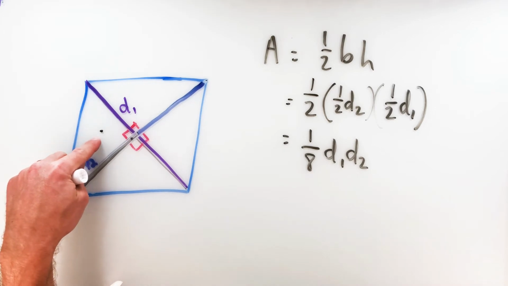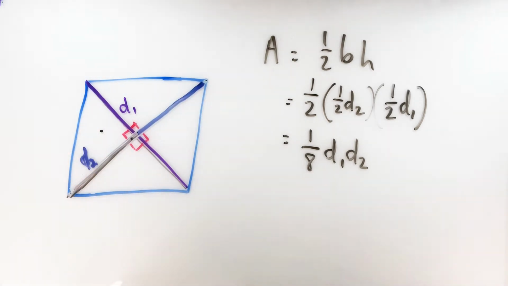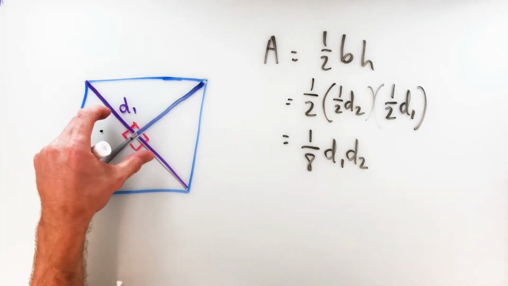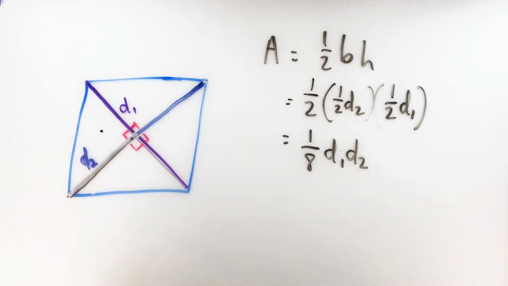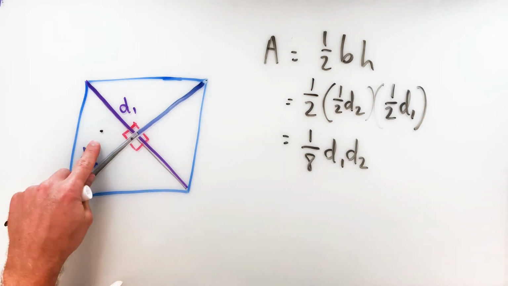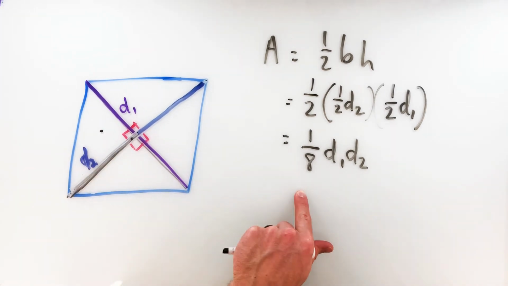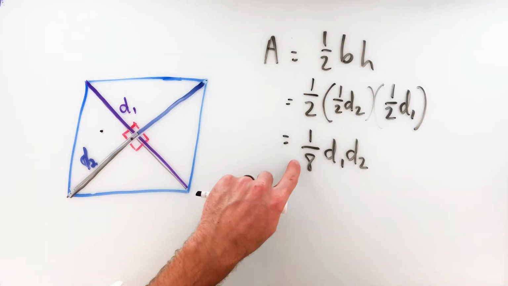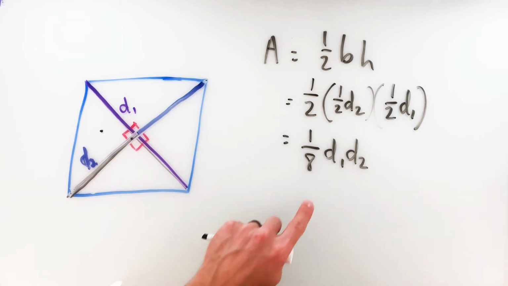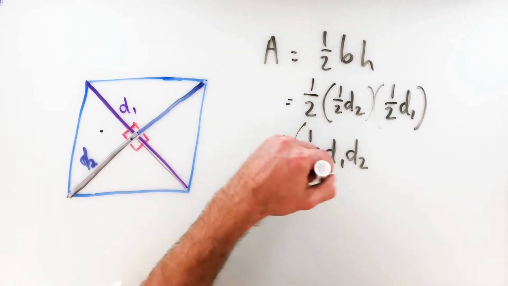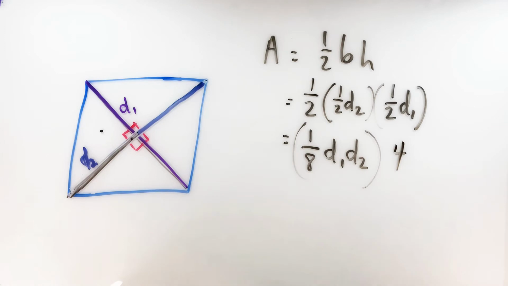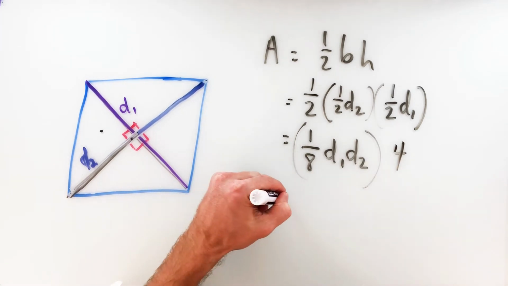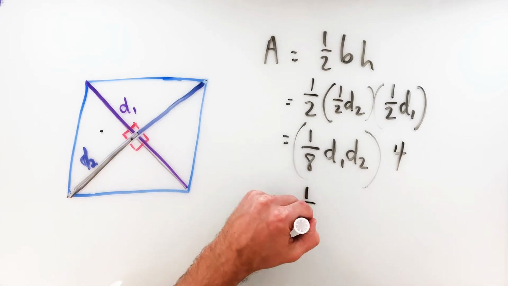How many of these triangles make up this rhombus? Well, if the rhombus has 4 congruent sides and the diagonals bisect each other, these are all 4 congruent triangles. They're all the same. So if one triangle has an area of 1/8 d1 d2, that means all 4 of these triangles have that same area. So all I need to do is multiply this area by 4 to get the area of this whole rhombus. And if I take 1/8 times 4, that would be 4/8, and 4/8 reduces down to 1/2.